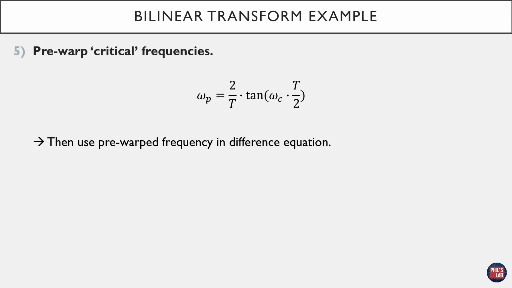Once we have that difference equation in place, we can't forget to pre-warp critical frequencies. For this particular system, we only have one critical frequency, which is the cutoff frequency of the filter. Remember, omega c, the cutoff frequency, is 1 over R times C in this case, so my RC filter constant. To pre-warp, I simply plug in my omega c, multiply that by T over 2, take the tangent of this, and again, multiply that by 2 over T, and that's my pre-warped cutoff frequency, and that's the one we want to use in the difference equation.